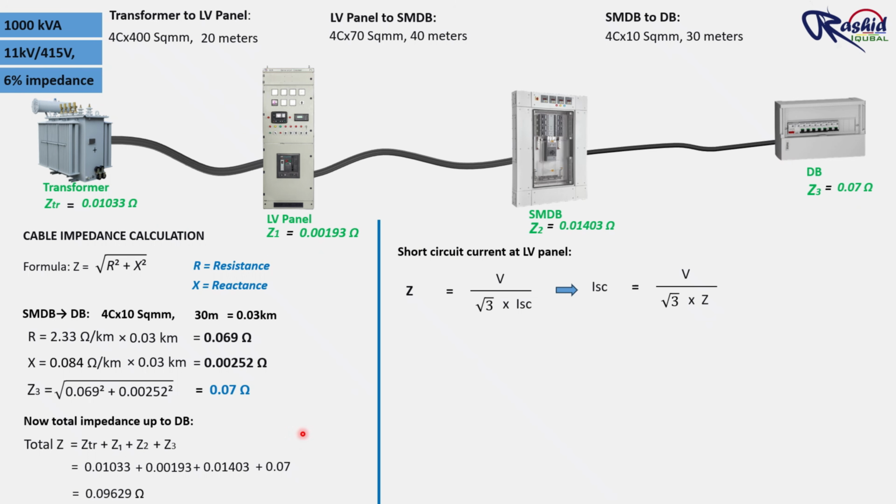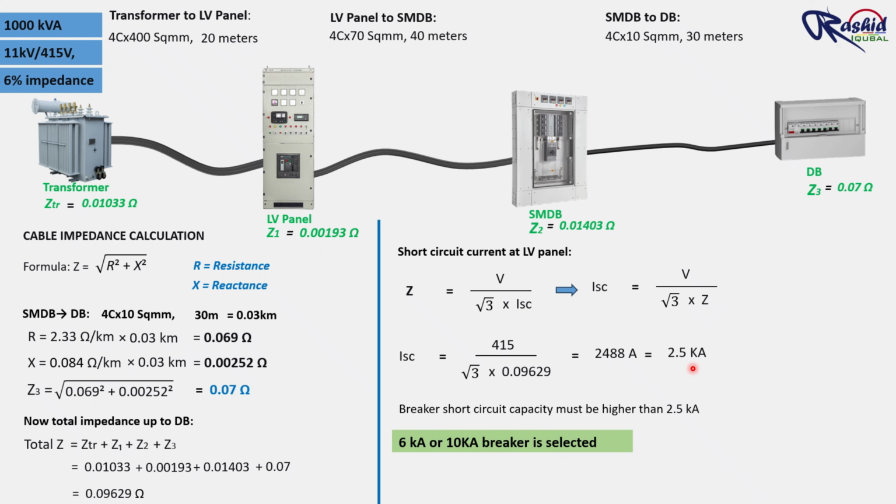Now we will find short circuit current for DB side. So we have to substitute value in the same formula. ISC equal to 415 divided by root 3 multiplied by 0.09629. After solving this equation, we get 2488 ampere, which is equivalent to 2.5 kiloampere. So at the DB, standard 6 kiloampere or 10 kiloampere MCB is more than sufficient.